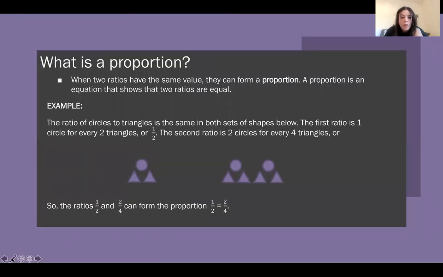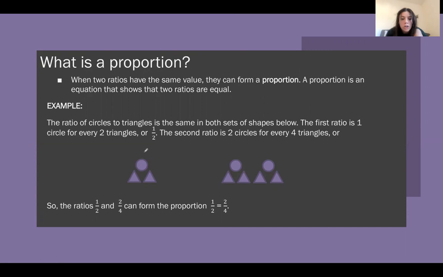So to start off, a proportion is when two ratios have the same value, they form a proportion. It's basically just an equation that shows the two ratios are equal. As you can see down here, the ratio of circles to triangles is the same in both sets of shapes below.